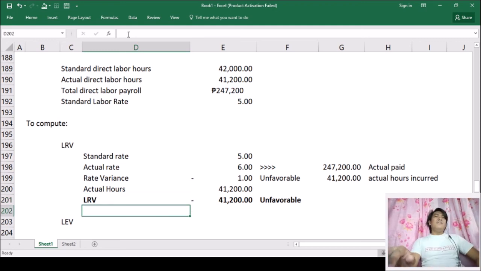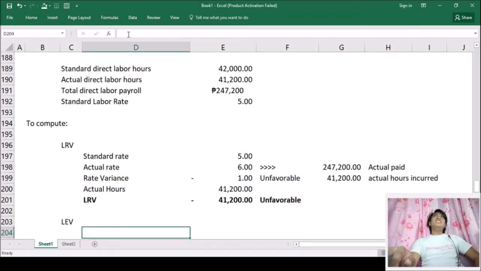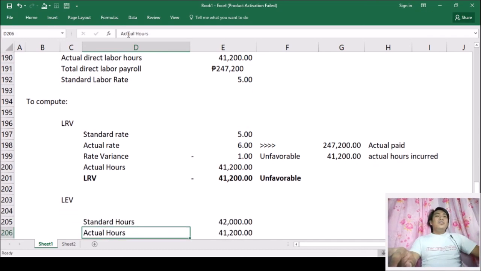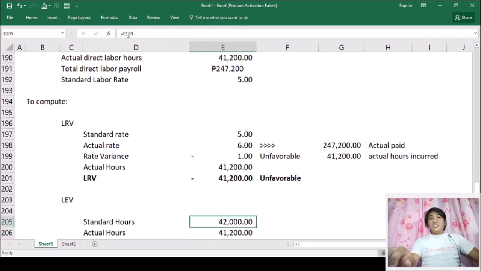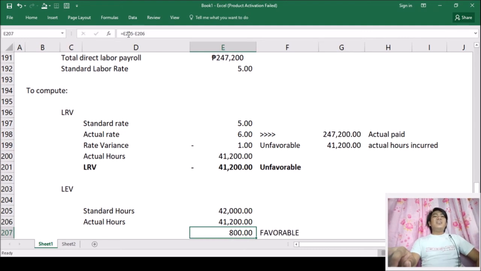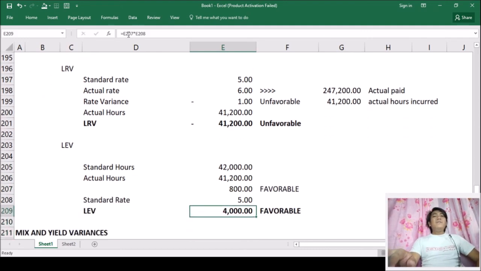How about the labor efficiency variance? Okay, same with the material usage variance, we will base it on the standard hours and actual hours used in the production. Okay, we have 42,000 standard hours and the actual hours is 41,200. From that 42,000, you are expecting from that manggagawa, and then 41,200 lang ang actual hours na na-incur.